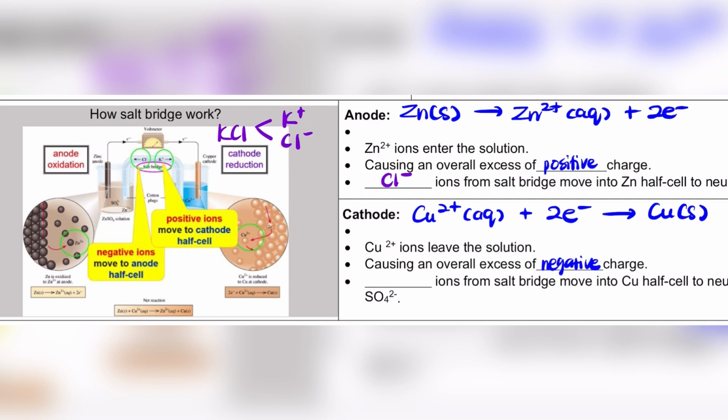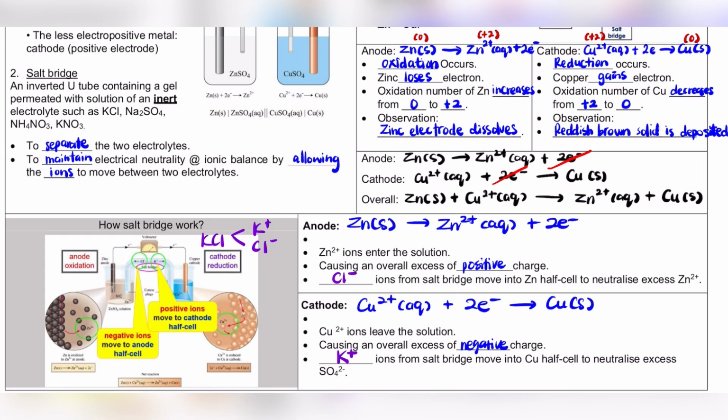So when the copper half cell has an overall negative charge due to the electrons and also SO4 2-, the ions that will come from the salt bridge are positive ions, which in this case are K+ ions. So this K+ ion will neutralize the excess SO4 2-, which is not needed in the electrochemical cell because it is our spectator ion. So to neutralize, we take positive charge from the salt bridge electrolyte. So this is how the salt bridge works in a galvanic cell or voltaic cell.